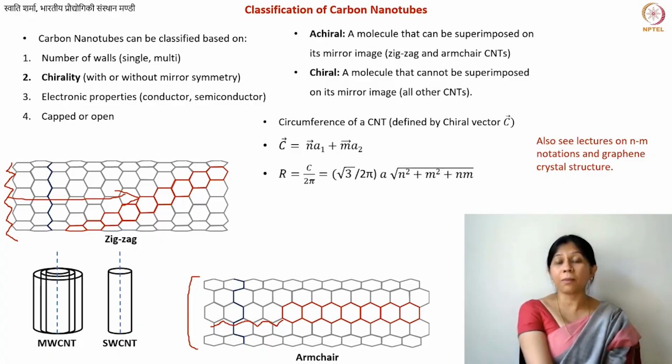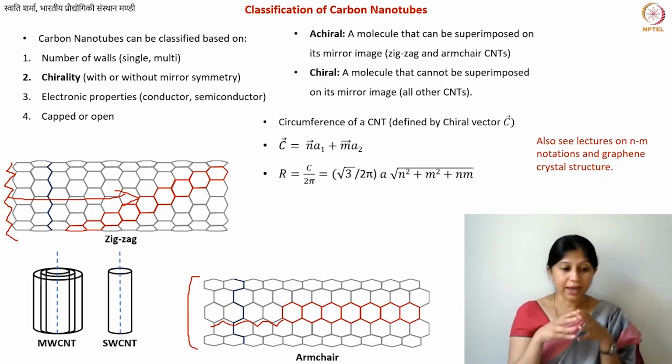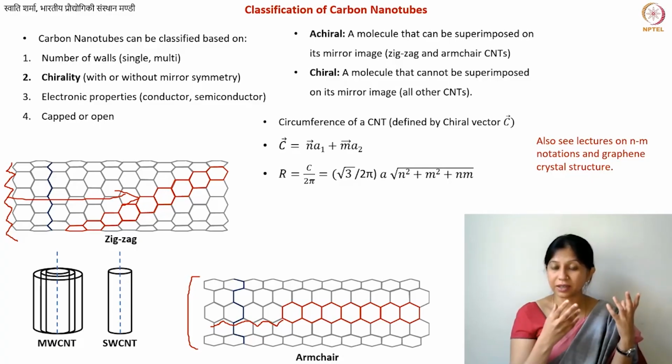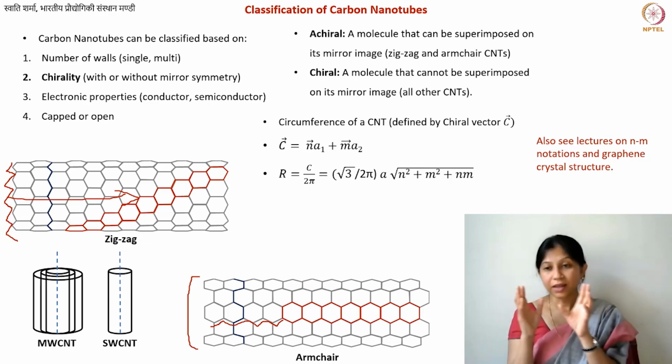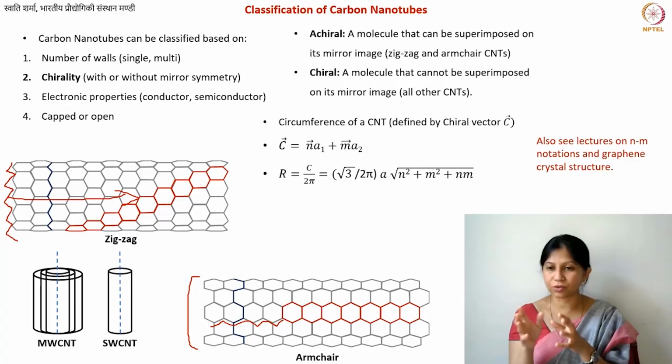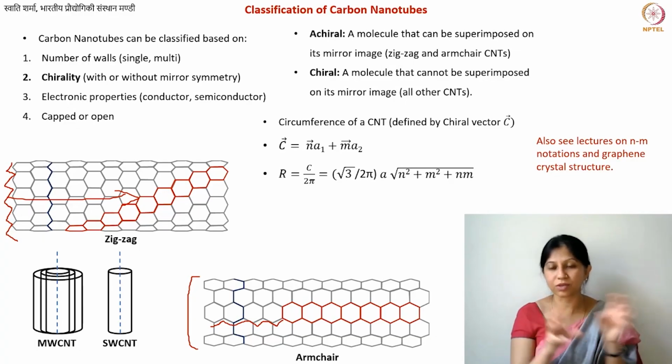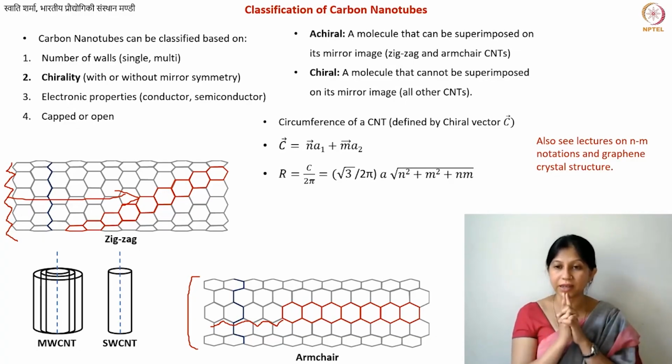Now, you learned in the NM notations lecture how to calculate the chiral vector for a carbon nanotube. In the NM notations, N is the number of times that you travel along the lattice vector A1, and for the other lattice vector, whatever you call it, A1, A2, whatever distance you travel along that is your M. A1 and A2 are exchangeable, so N and M don't have to be associated with any particular direction, because you can take your vectors in any direction. It is a 6-fold symmetry in your graphene sheet.